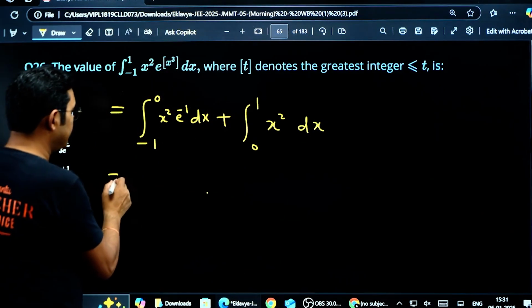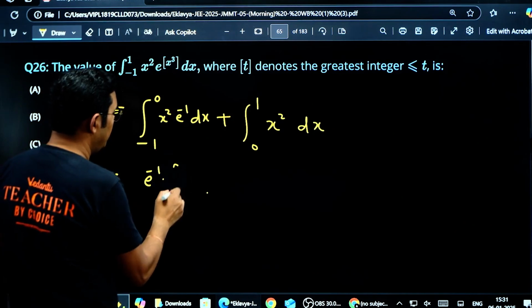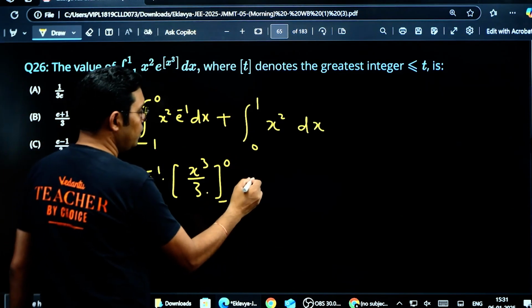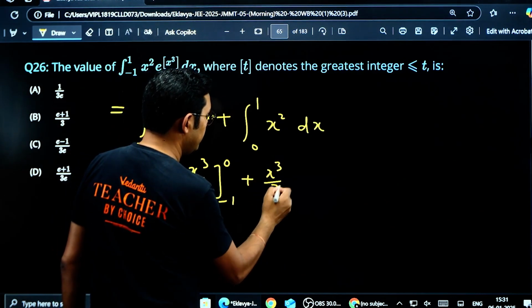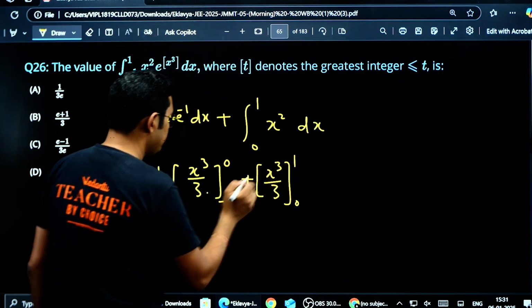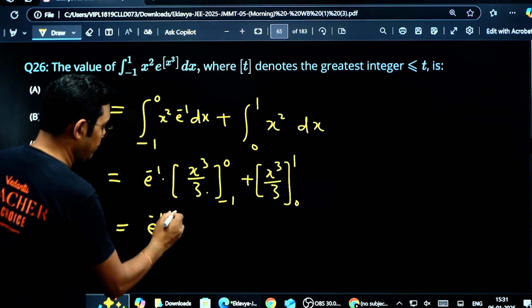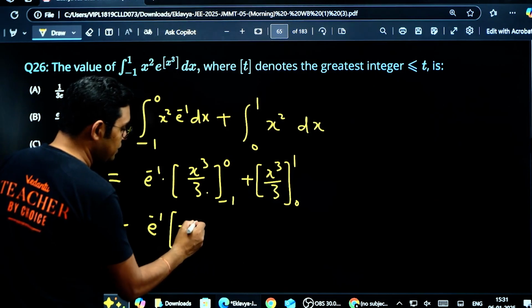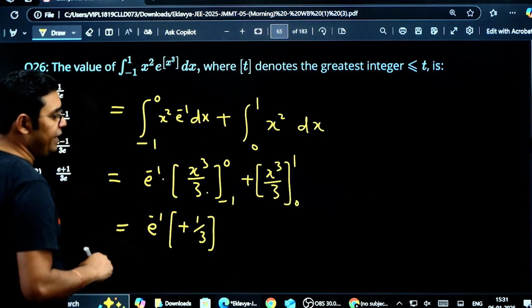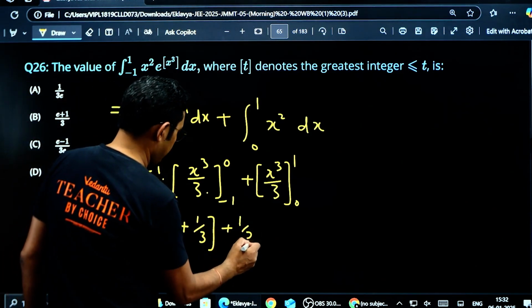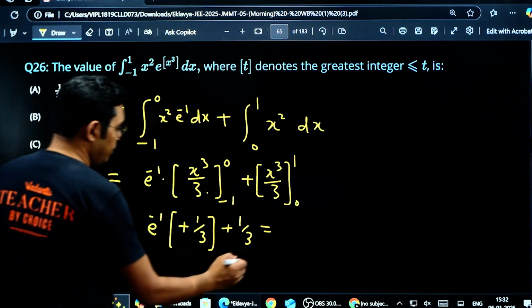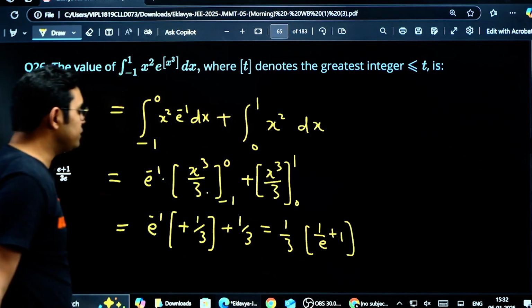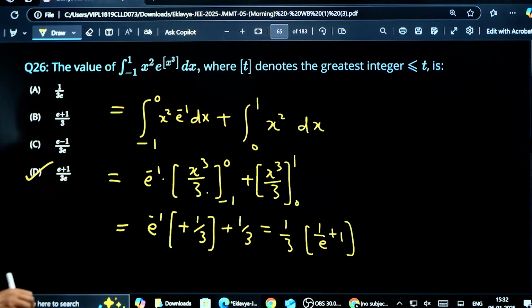So here you just need to integrate this. That will be e power minus 1 common, and this is x cube upon 3 from minus 1 to 0, plus x cube upon 3 with limit from 0 to 1. So this will become e power minus 1 times: for the upper limit it is 0, for the lower limit it will be minus 1 upon 3, but minus because of the lower limit is an additional minus sign, and plus 1 upon 3. So the answer should be, you can take 1 upon 3 common, 1 upon e plus 1, that is (e plus 1) upon 3e. So the answer for this question should be D.